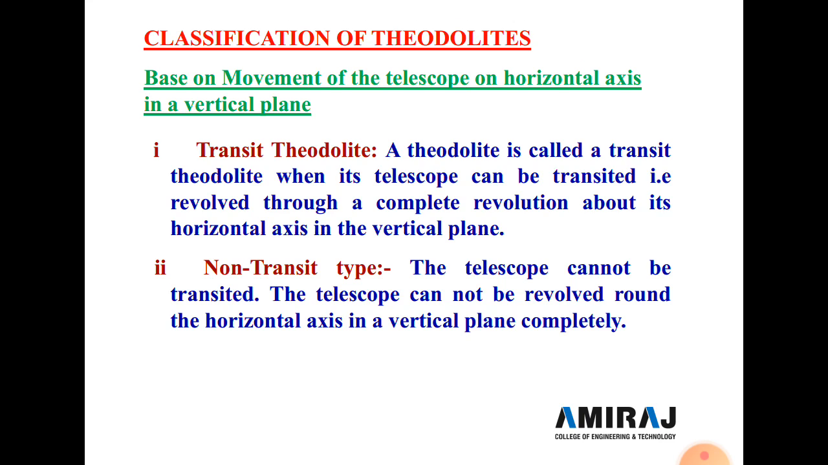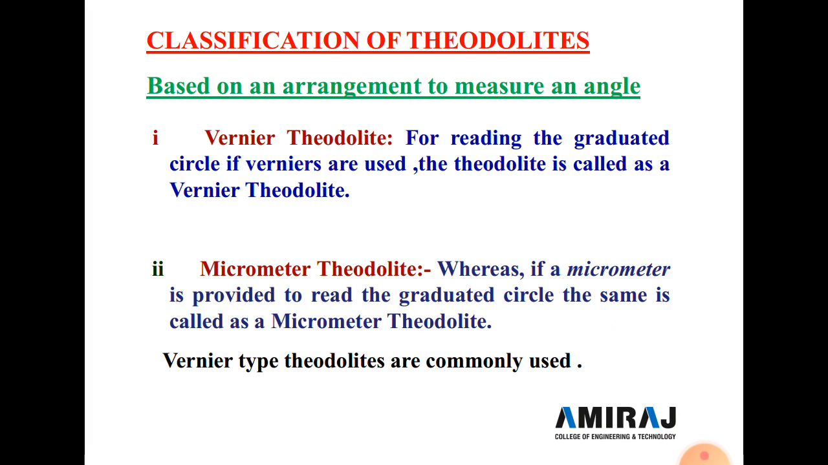Here, in a transit theodolite, the telescope is rotated 360 degrees. So it's a transit theodolite and non-transit type theodolite. In a non-transit theodolite, the telescope cannot be transited. The telescope cannot be revolved completely around the horizontal axis in a vertical plane. So it's a non-transit type theodolite.